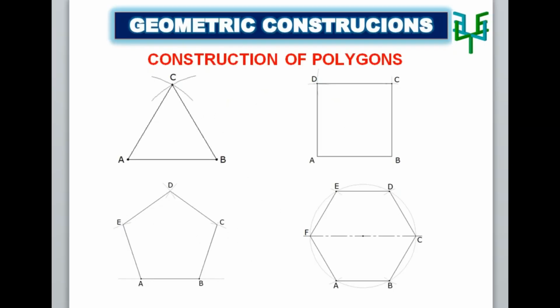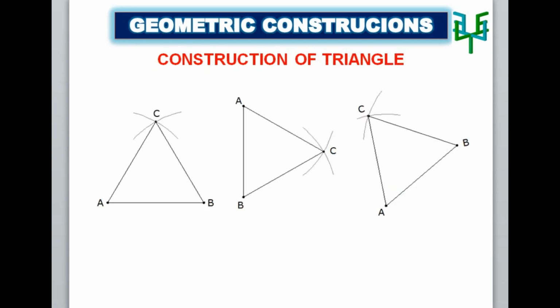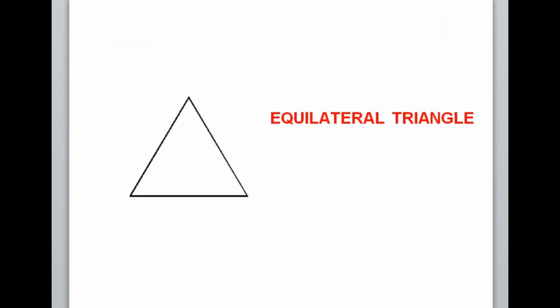Construction of polygons. Construction of triangle. A triangle is a three-sided polygon. There are many types of triangles. Equilateral triangle. An equilateral triangle has all the three sides equal in size. When all the sides are equal, all the included angles are also equal and is 60 degrees. Doesn't matter how big or small the side is, the angles are 60 degrees.